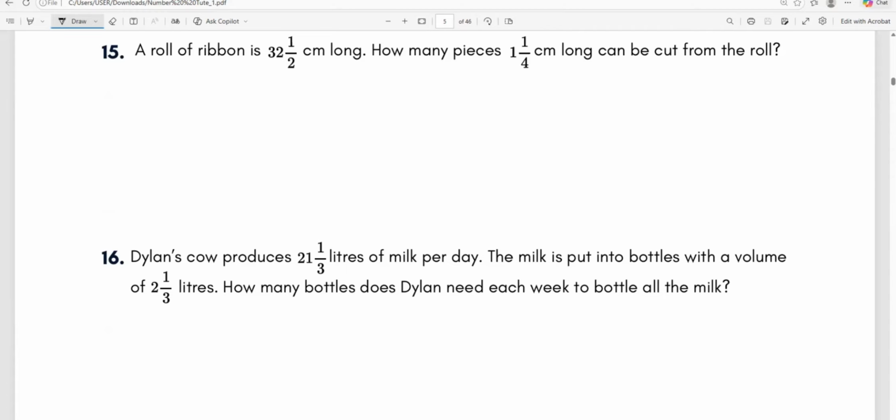A roll of ribbon is 32 1 over 2, 32 and a half centimeters long. How many pieces 1 over 4 centimeter long can be cut from the roll? Cut from the roll means it's a division. The total length of the roll is 32 and a half, cut into pieces of length 1 over 4. Both are mixed numbers. Convert them into improper fractions.